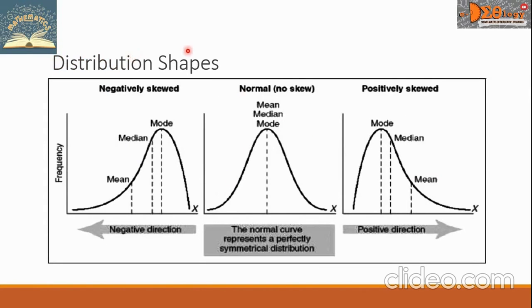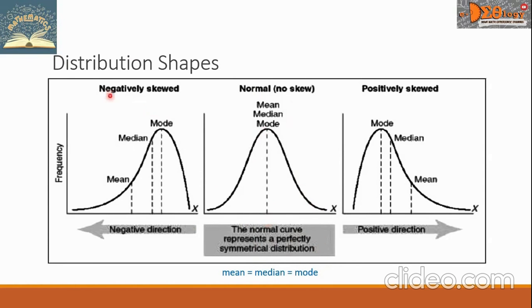Here are the distribution shapes. Any distribution will fall in either of the three shapes here. In the middle is the normal distribution, and this curve is what we call the normal curve. The normal curve represents a perfectly symmetrical distribution, or we say that there is no skew in a normal curve. In here, the mean is equal to the median and is equal to the mode, and they are located at the center of the distribution.